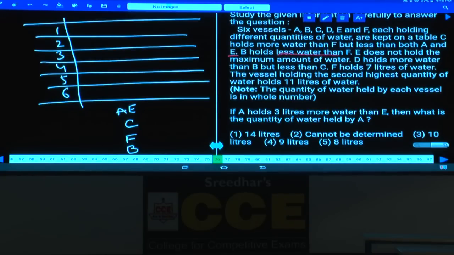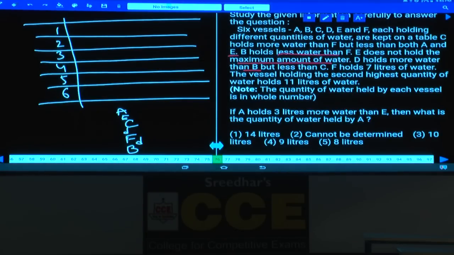E does not hold the maximum water. As E does not hold the maximum water, hence E is in between A and C, isn't it? E cannot have the maximum, hence E is in between A and C. Then what is the other information here? D holds more water than B but lesser than C. Tell me where can this D be? D can be in between F and B, or it can be in between C and F, isn't it?